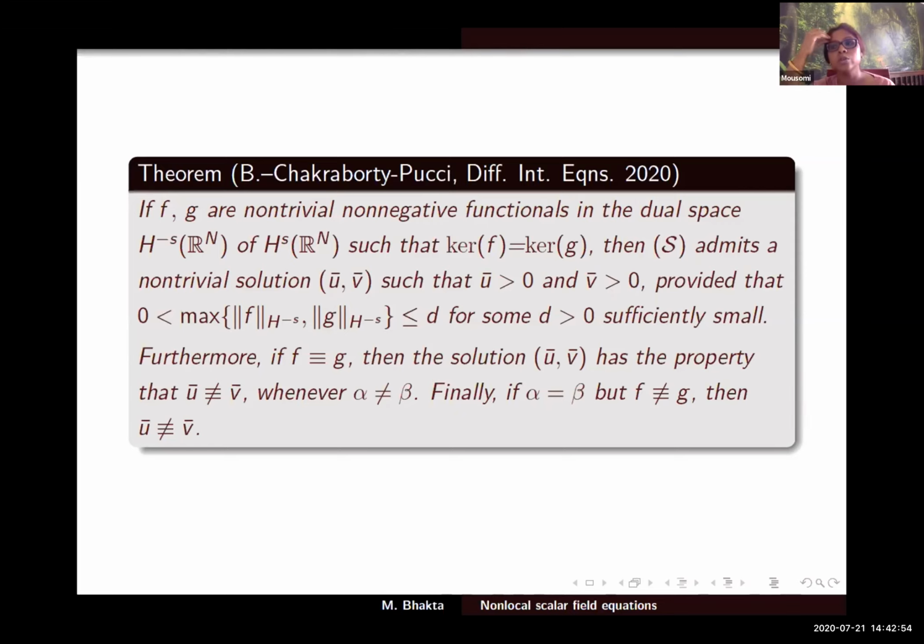And then the question is how do we know that ū is not equal to v̄? If ū equals v̄, then it will reduce to an equation again, right? So it will no longer be a system. What we show is that if f is not identically equal to g, or alpha is not equal to beta, at least one of them should be different, either alpha not equal to beta or f not identically equal to g, then ū is not the same as v̄. So it's actually a true system.